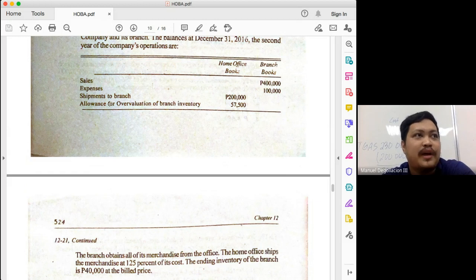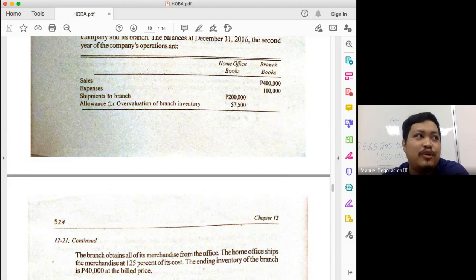How much then is the markup on the shipments? You multiply 200,000 by 25%. That will give you 50,000. So if the markup on goods available for sale is 57,500 and the markup on the shipments is 50,000, what does that mean? That the markup on your beginning inventory is 7,500. And from that, you can already get the answer. What do you do with the 7,500? You divide it by 25%. And how much will that give you? That will still give you 30,000.